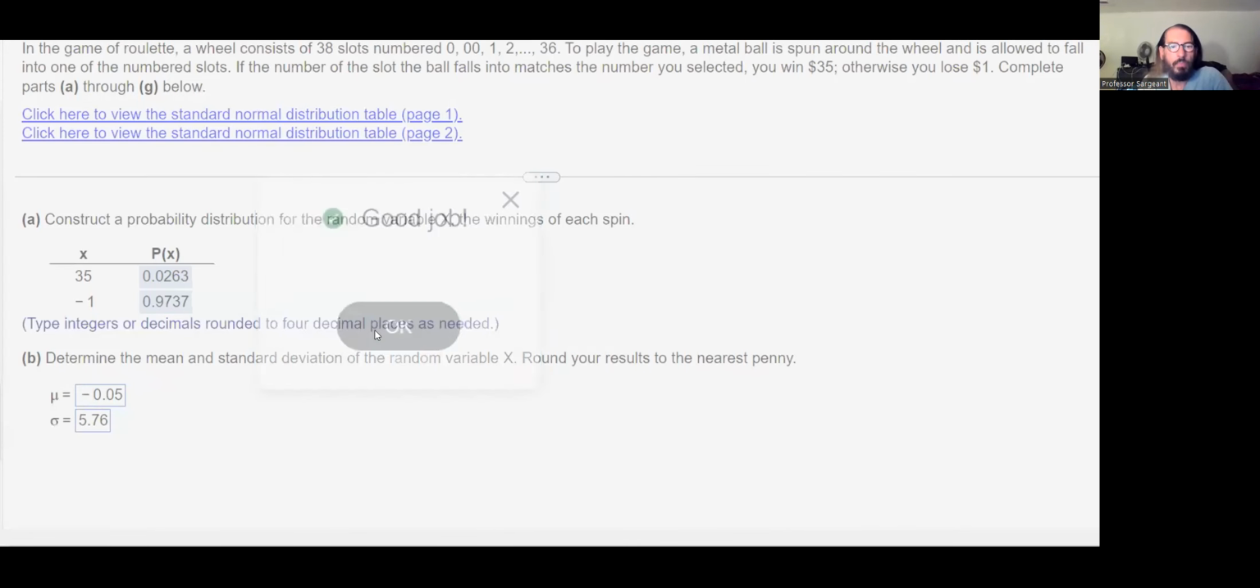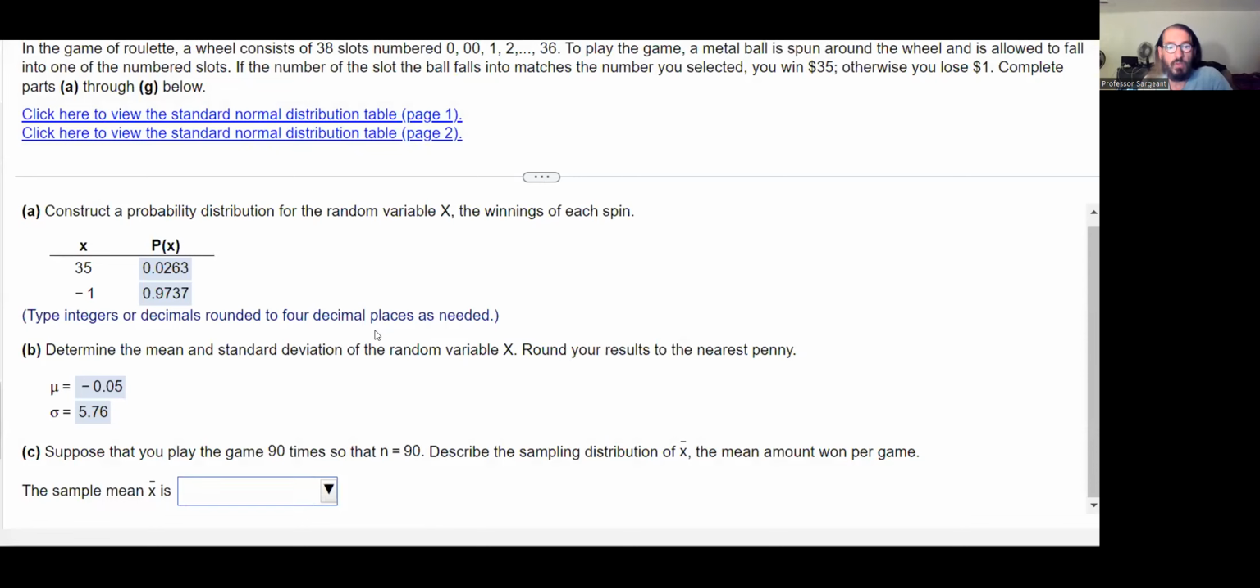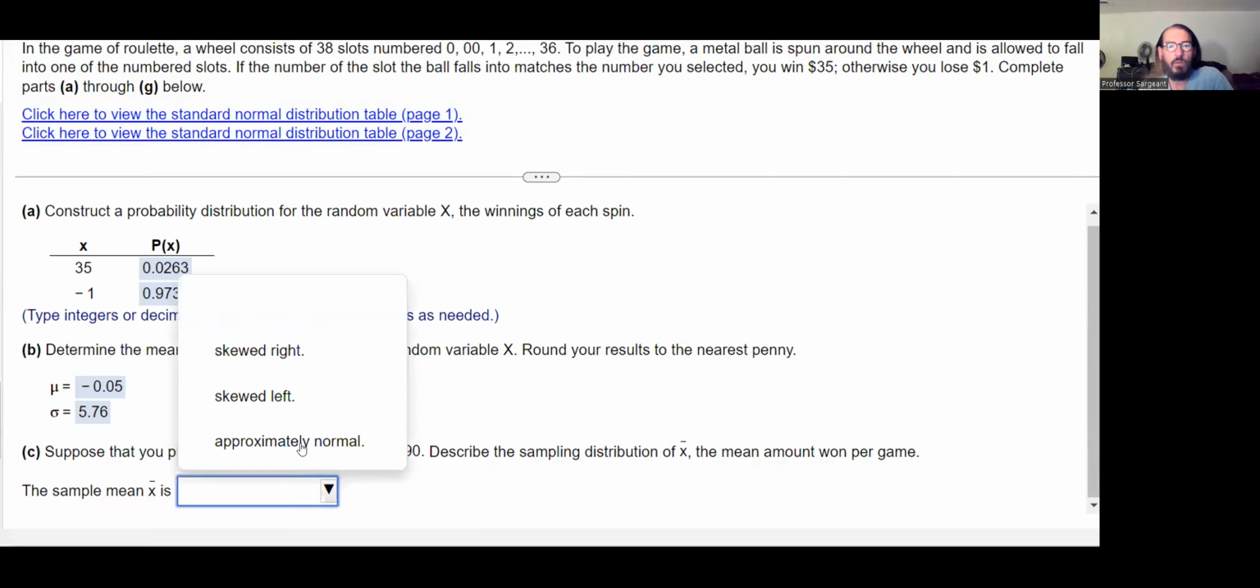Okay. Suppose you play the game 90 times, i.e. we've got a sample size little n of 90. Regardless of, in fact, that distribution is skewed. There are only 2 scores, with the score of losing the $1 showing up a lot more often. So this is skewed left. But we have a sample size of 90, which is greater than or equal to 30. So approximately normal for the sampling distribution of X bar, not the population.